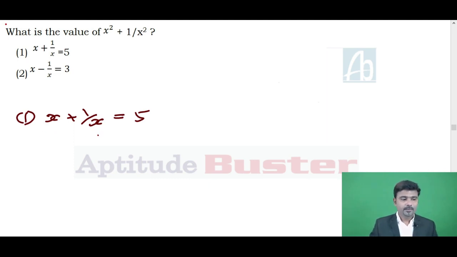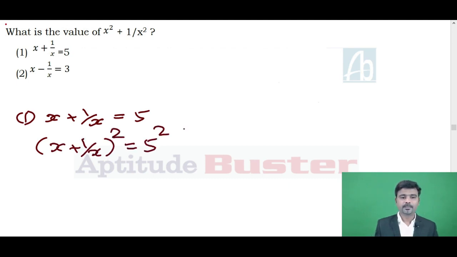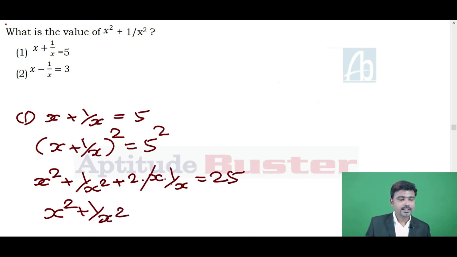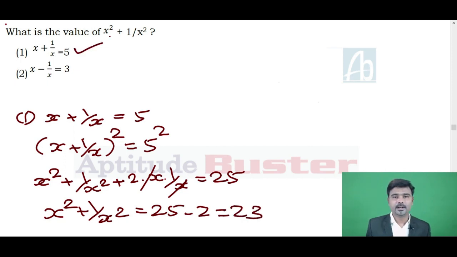Here, if you square both the sides, x plus 1 by x whole square is equal to 5 square, right? This is in the form of a plus b whole square. So a square plus b square plus 2 into ab is equal to 25. Here we get x square plus 1 by x square, x gets cancelled. So 25 minus 2, 23. Using the first statement, yes, first statement alone is sufficient.